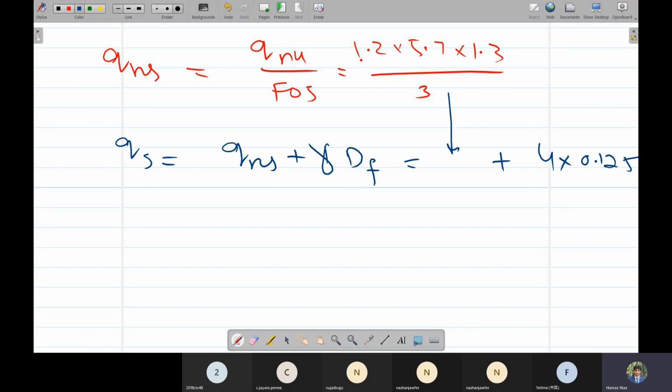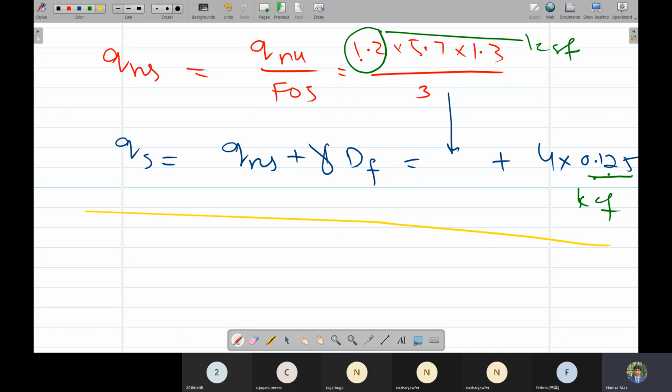0.125. Remember, we have to make the units consistent. This C value was in KSF, kilips per square feet. This gamma was given in PCF, pounds per cubic feet. Simply convert it into KCF, that is kips per cubic feet. Simply add this. This is Q safe.